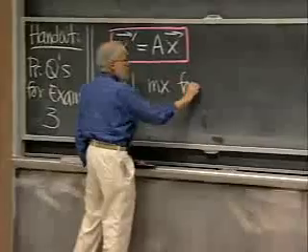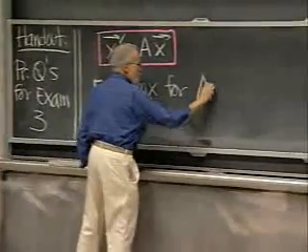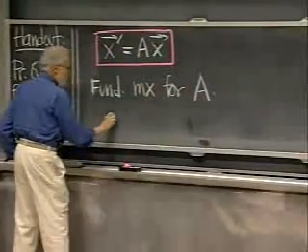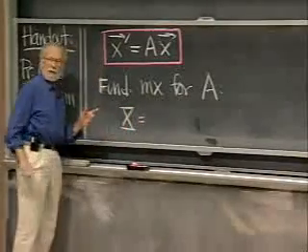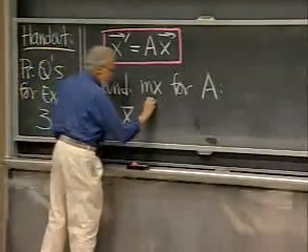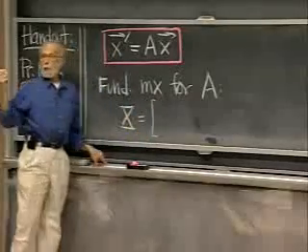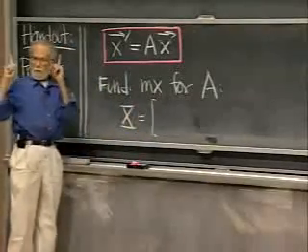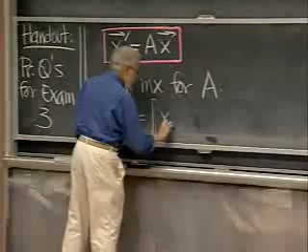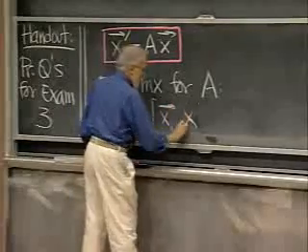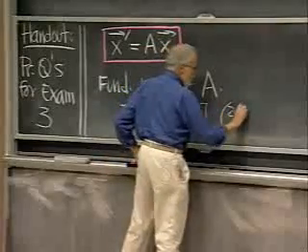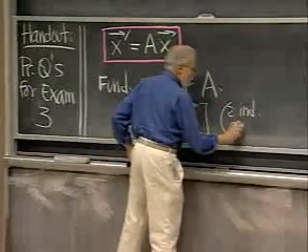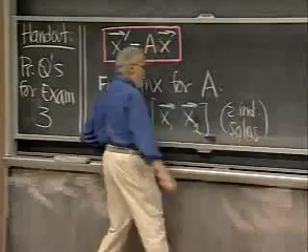A fundamental matrix for the system or for A, whichever you want. Remember what that was? It was a 2-by-2 matrix of functions of t, whose columns were 2 independent solutions, x1, x2. In other words, neither was a constant multiple of the other.